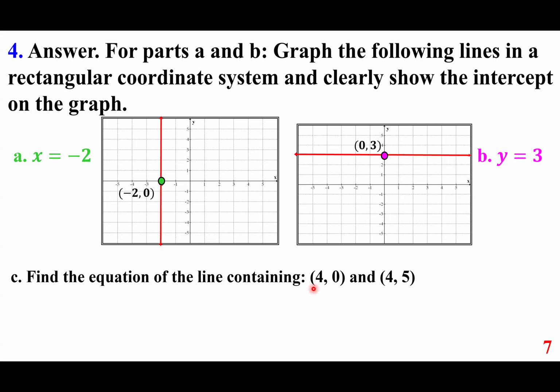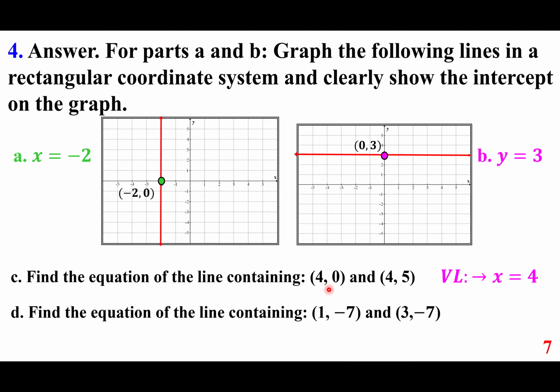Find an equation of a line containing the following two points, (4, 0) and (4, 5). If you have two points that have the same x coordinate, that means it's a vertical line with x being the same. In this case, x equals 4. On the other hand, if the two points have identical y coordinates, then you're dealing with a horizontal line, y equals -7. You really don't have to do much.